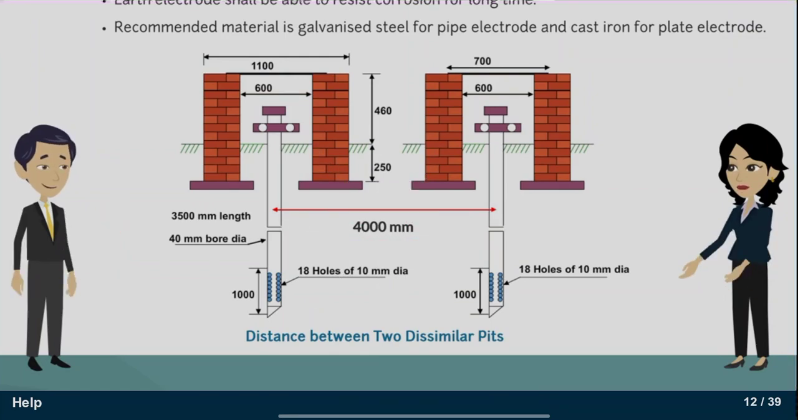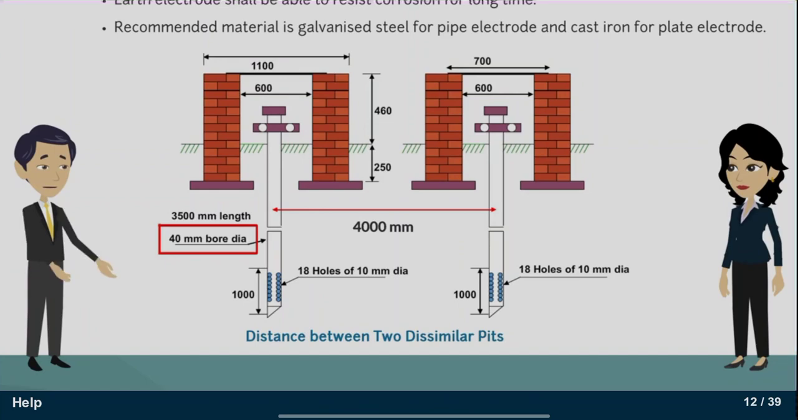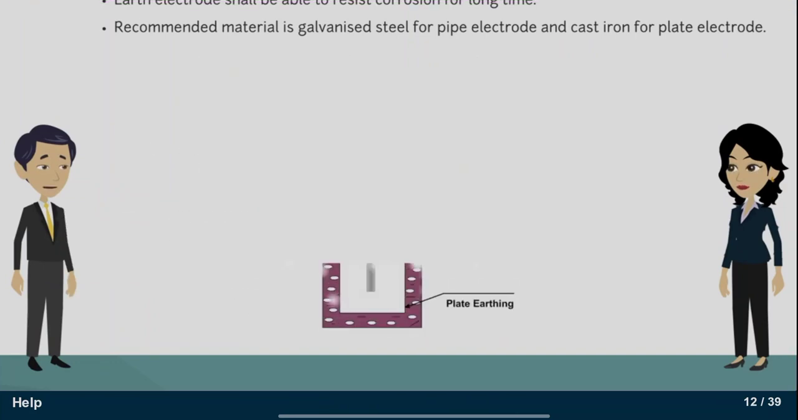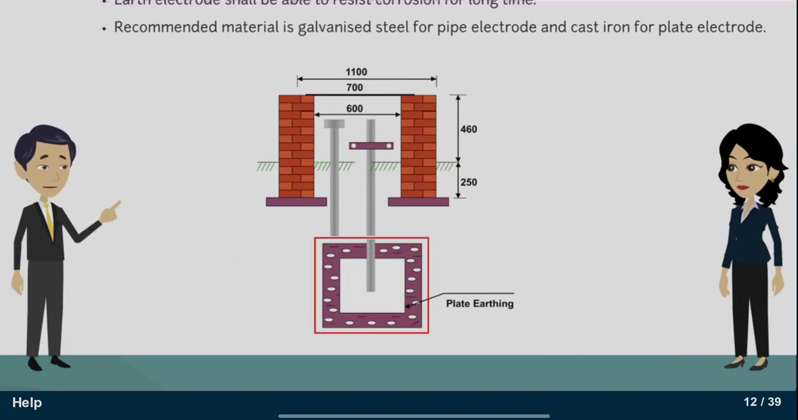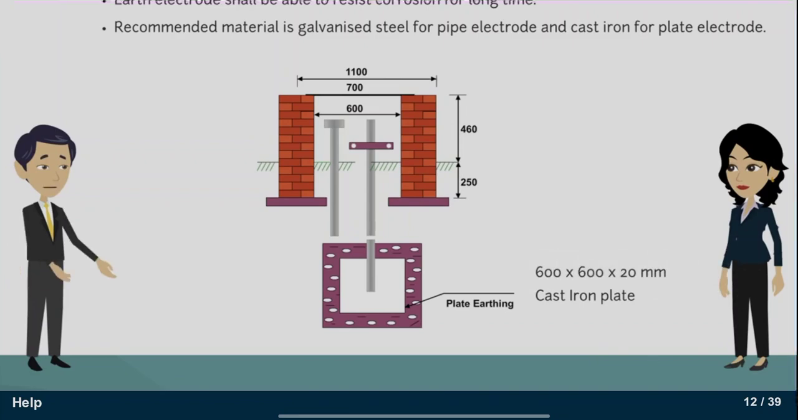I see. The other numbers refer to the size of electrodes. They will be 40 mm nominal bore galvanized steel pipe, medium duty conforming to IS 1239, stock number 123 by 0112, and of 3500 mm minimum length. Great. As mentioned earlier, the recommended material for plate electrode is cast iron. This diagram shows a cast iron plate for plate earthing. Also, the size of plate electrode shall be 600 by 600 by 20 mm. For copper plate, the thickness shall be 10 mm.